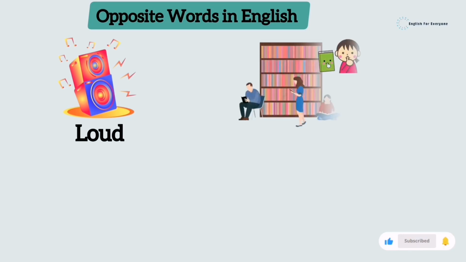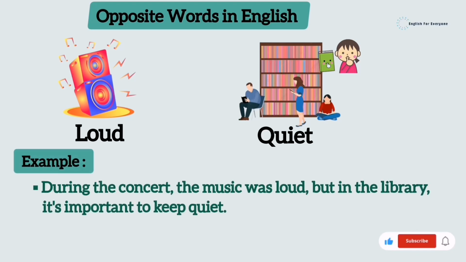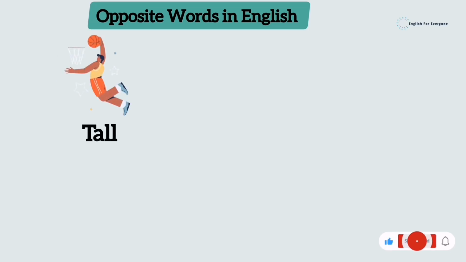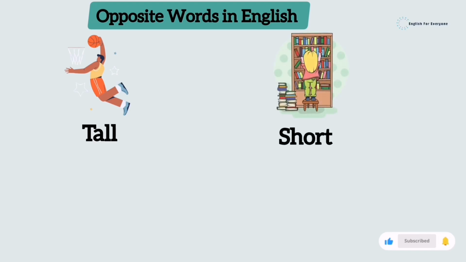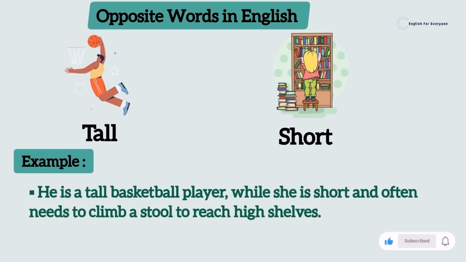Loud, quiet. Example: during the concert the music was loud, but in the library it's important to keep quiet. Tall, short. He is a tall basketball player while she is short and often needs to climb a stool to reach high shelves.